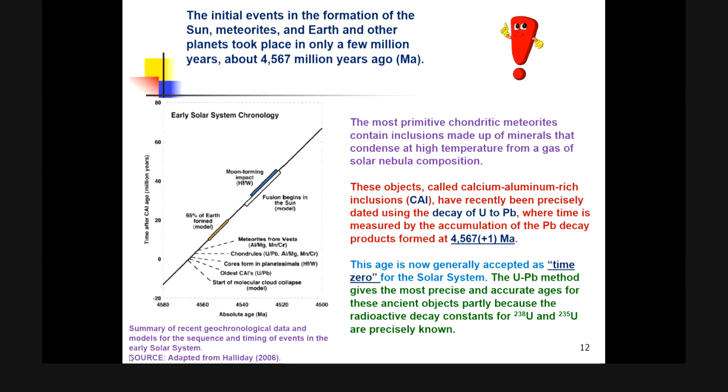And this isotope system basically gives very precise and accurate ages for these ancient objects. And if you look at this plot over here, here you have time after the calcium aluminum inclusion formation in millions of years. And then here we have the absolute ages, right? So it all started with the collapse of the molecular cloud forming the sun and gradually other planetary bodies, oldest CAIs on the basis of uranium lead dating, right? And within a few millions of years, small planetary bodies started to form, as I showed you in one of the slides, a couple of slides back.